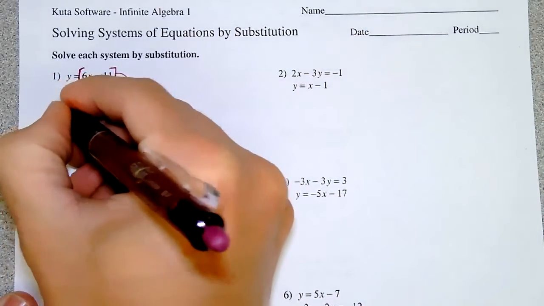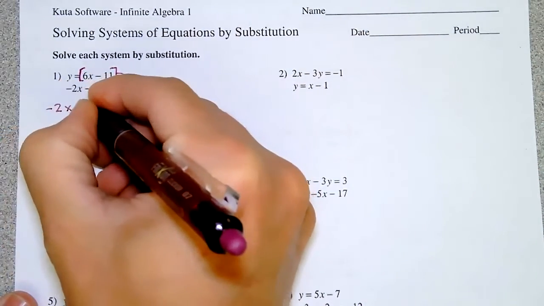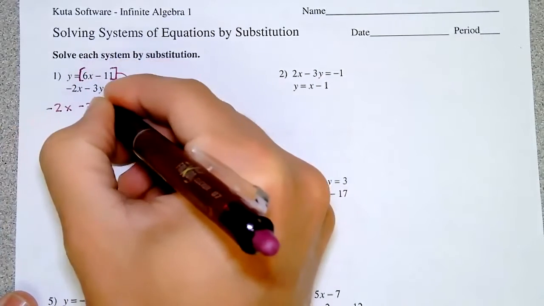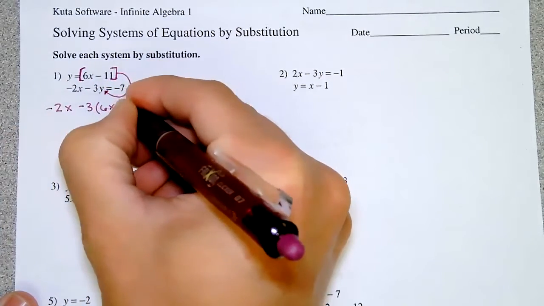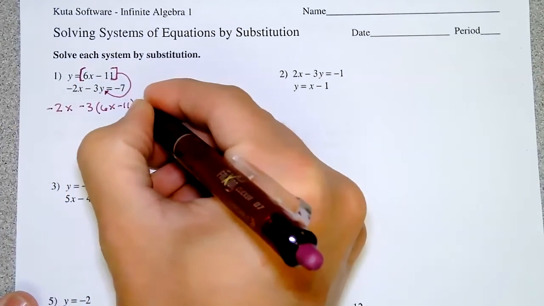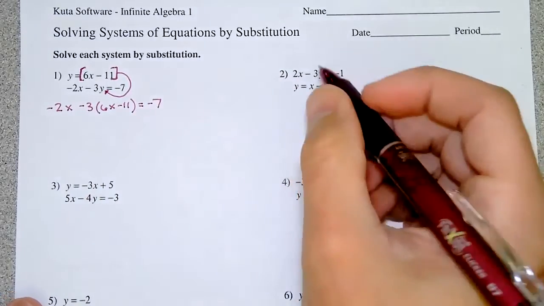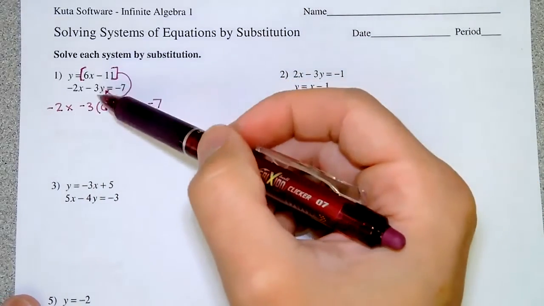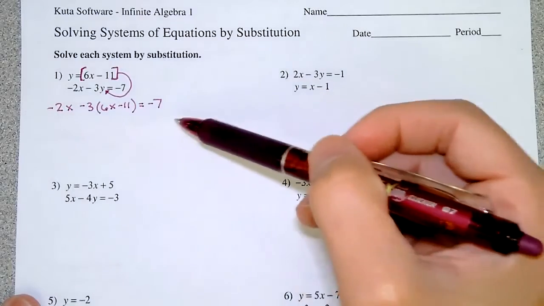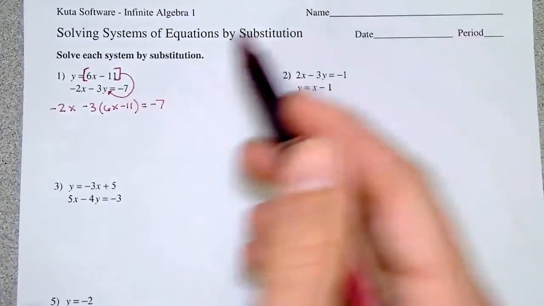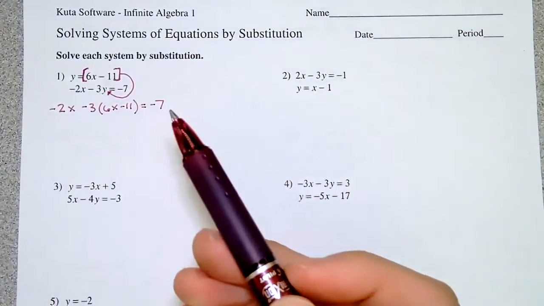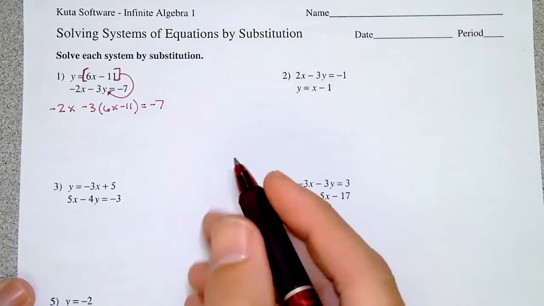So now we have negative 2x minus 3 times 6x minus 11 equals negative 7. Basically what we've done is we've gotten rid of the y variable for now. Now we only have x's. It's a lot easier to solve.